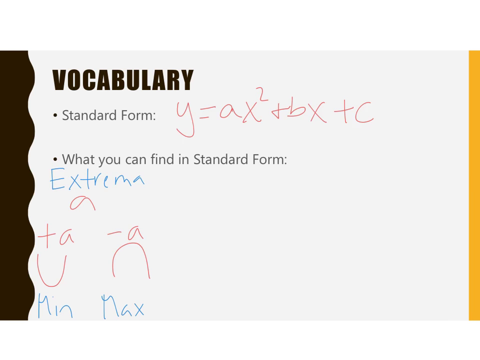Another easy thing to find is the y-intercept. The y-intercept comes from the value c. You just need to write it as an ordered pair, 0 and whatever c is.